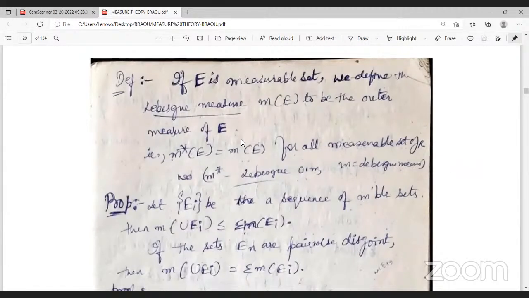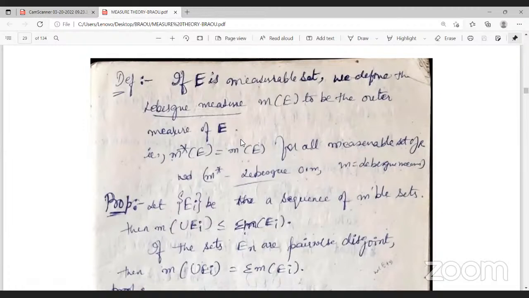Just write down the theorem. Let E1, E2, up to En be pairwise disjoint, which implies Ei intersection Ej equals the empty set for i not equal to j. What is the meaning of pairwise disjoint? Ei intersection Ej equal to empty set for i not equal to j. That is the condition.